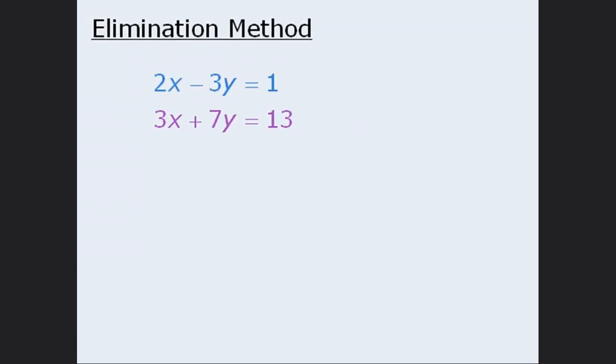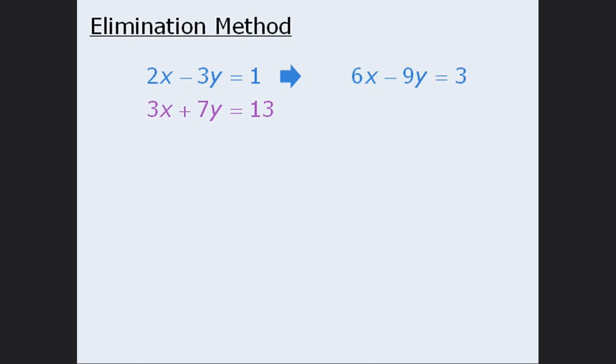To solve this one, let's first take the top equation and multiply both sides by 3 to get the equivalent equation 6x minus 9y equals 3. Next, we'll take the bottom equation and multiply both sides by 2 to get 6x plus 14y equals 26. Since we now have 6x in the top equation and 6x in the bottom equation, we can subtract the two equations in order to eliminate the x's.